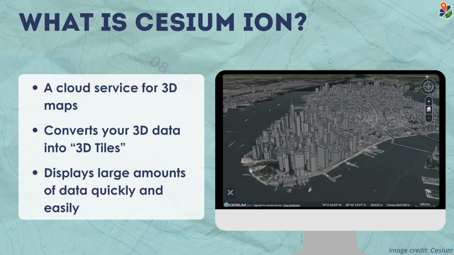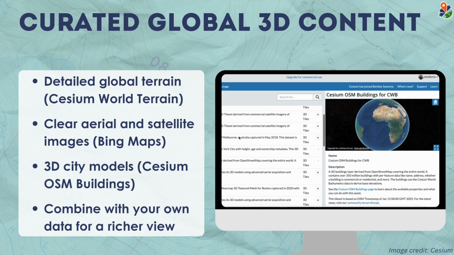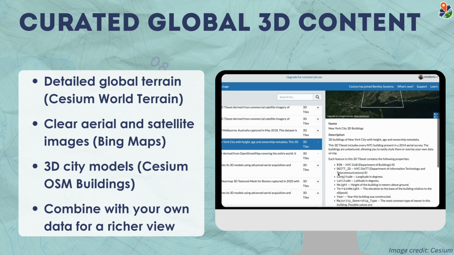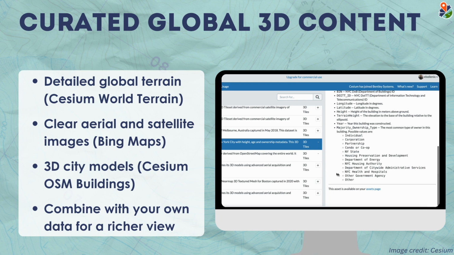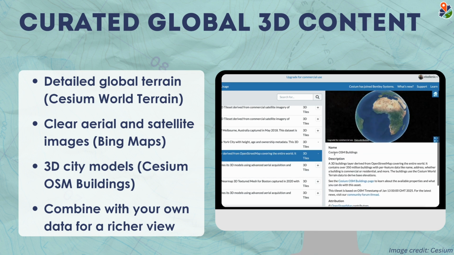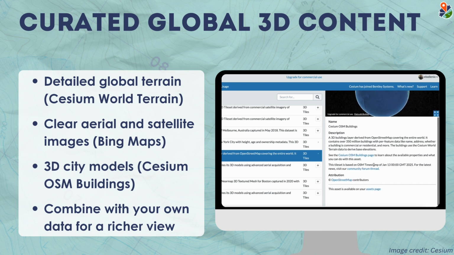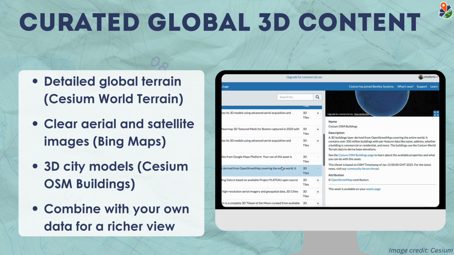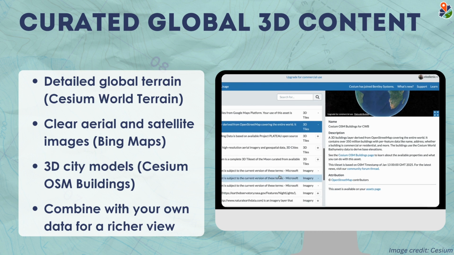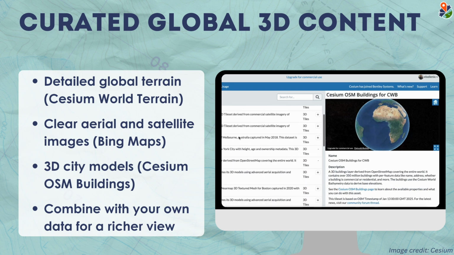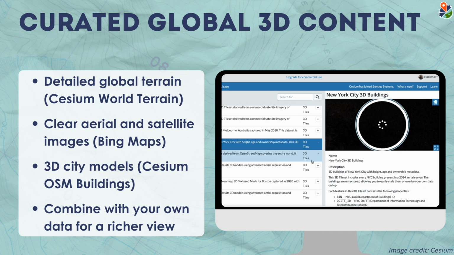Cesium provides many high-quality global 3D datasets, including Cesium World Terrain, which integrates real-world elevation data for detailed landscapes, and Bing Maps imagery for clear satellite and aerial views. A key feature is Cesium OSM Buildings, a global 3D city model built from OpenStreetMap data. This means any 3D attributes added to OSM, such as building heights or roof details, are reflected in Cesium's data layers, keeping it up-to-date and community-driven.